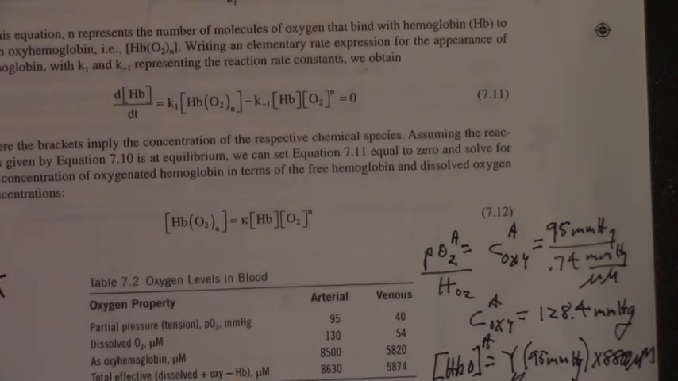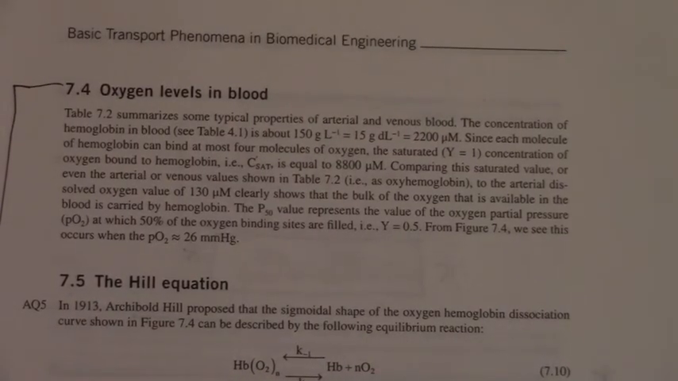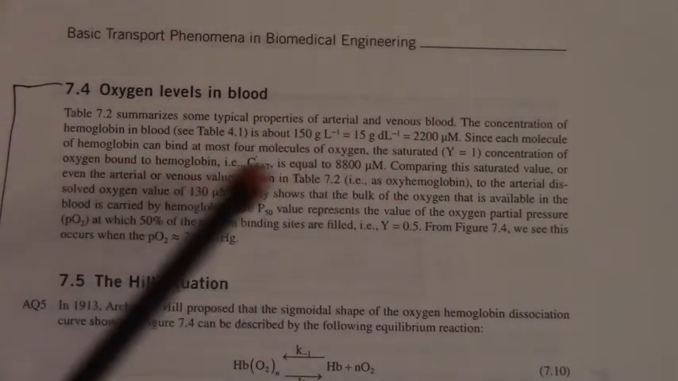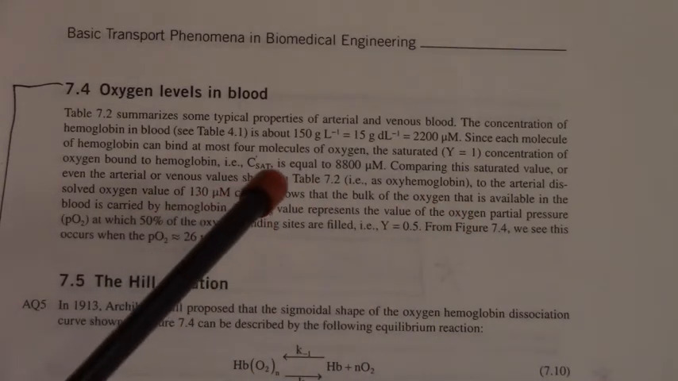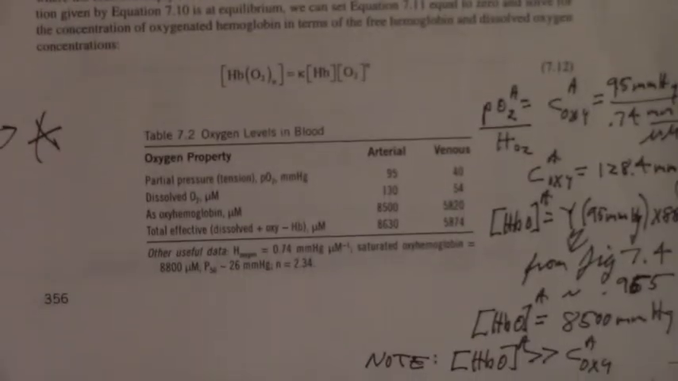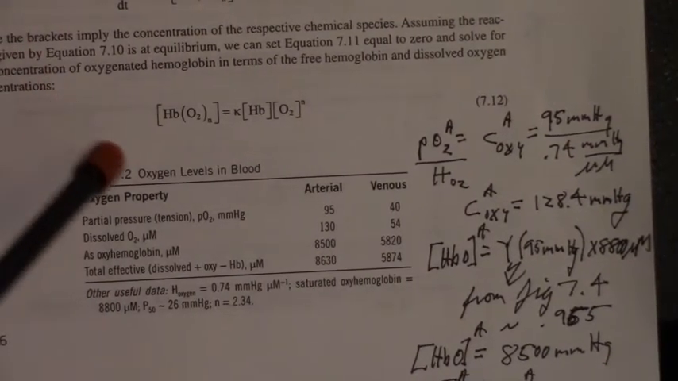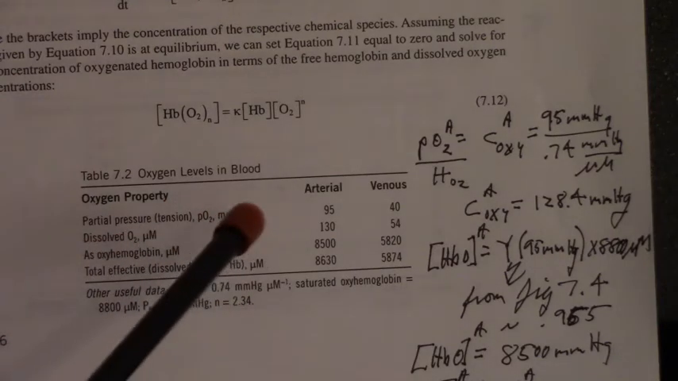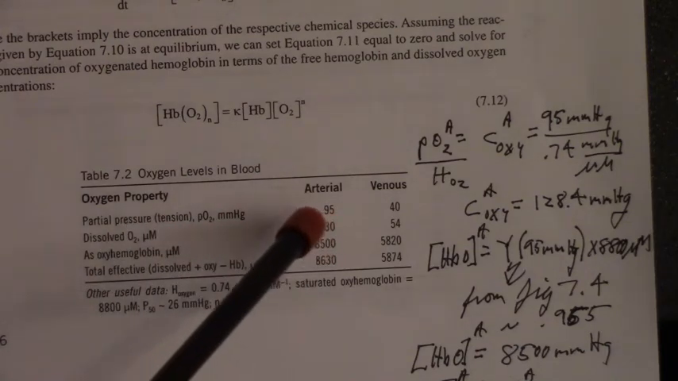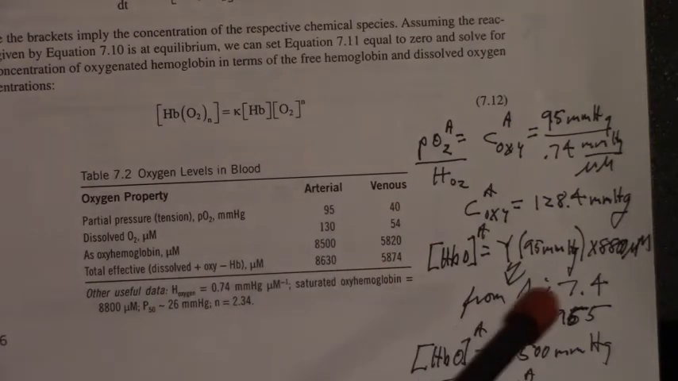A couple of things we want to first talk about are the oxygen levels that are found in blood, and that's summarized up here. I've walked you through most of what's in this paragraph, but there's lots of information that's really important, and a lot of it is also summarized down here in table 7.2, which is called the oxygen levels in blood. These are nominal values. Typical arterial blood would have a PO2 of 95 millimeters of mercury. Venous blood would be 40 millimeters of mercury.